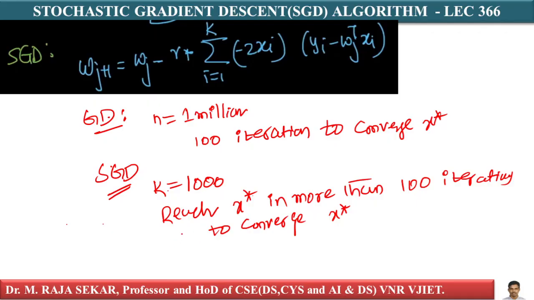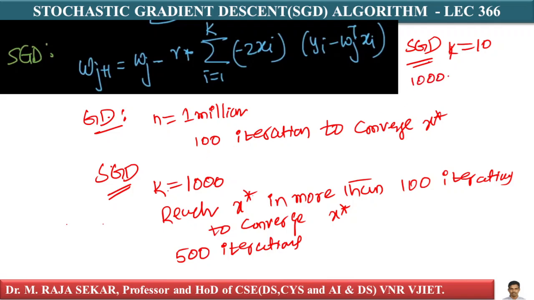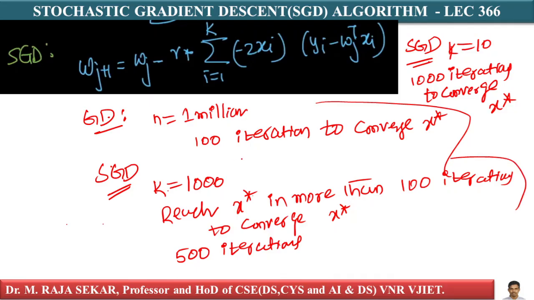Let's assume I need 500 iterations if you perform SGD. If you perform SGD with k equal to some 10, instead of 1000, you probably require 1000 iterations to converge to X star, or to reach X star.